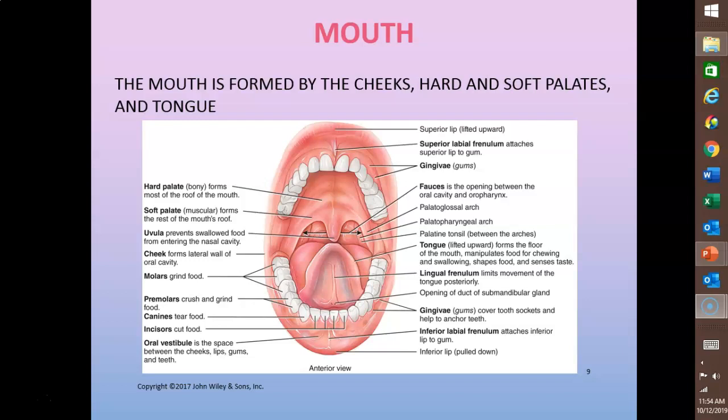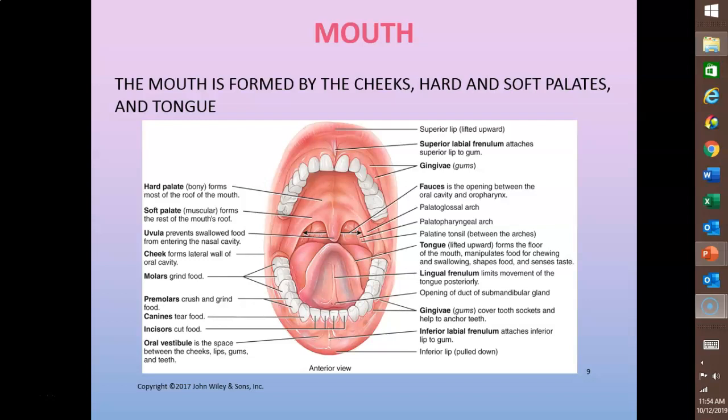The mouth is formed by the cheeks that form the lateral wall of the oral cavity, and the lips, which line and provide an opening and closing access to the mouth. So you have superior lips and inferior lips.